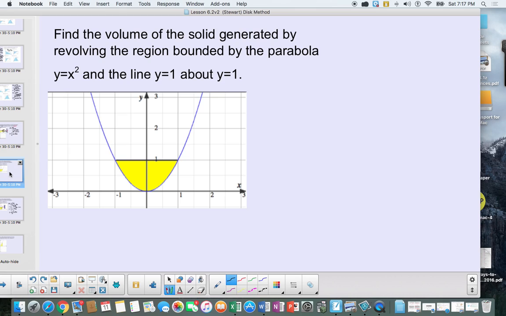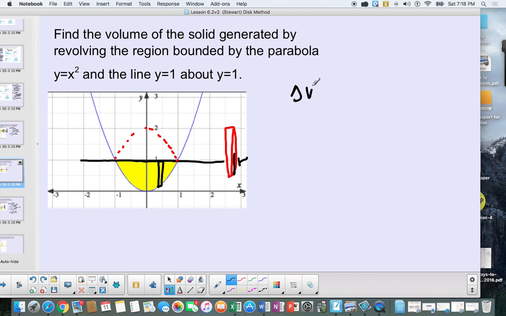Okay, here's another problem. I'll go ahead and get you started, and I'd like to see if you can finish. We're revolving around y equal to 1. Go ahead and draw your rectangle. And this is going to create, I guess I should have done the reflection here. And that's going to create a disk that looks like this, where the radius is this.